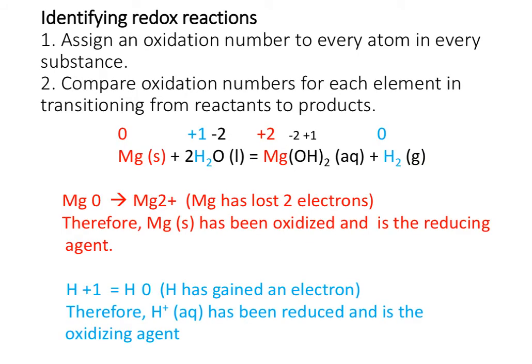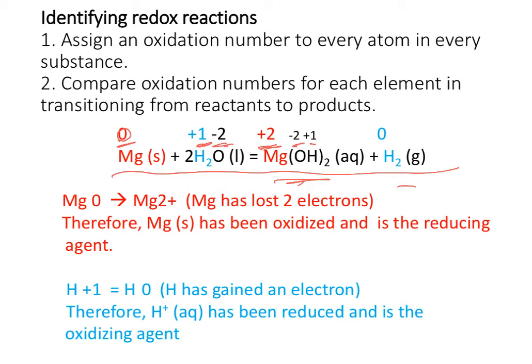Now that we've learned how to assign oxidation numbers, we're going to put all that together, look at a chemical reaction, and figure out how we use these oxidation numbers to determine whether or not a reaction is a redox reaction. So let's look at this reaction with magnesium and water that react to give magnesium hydroxide and hydrogen gas. Carefully assign oxidation numbers again to every single element in both the reactants and products.